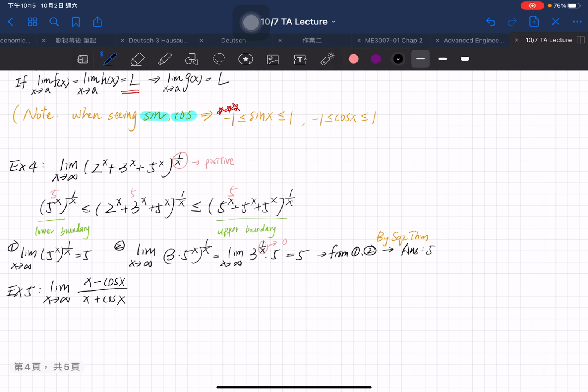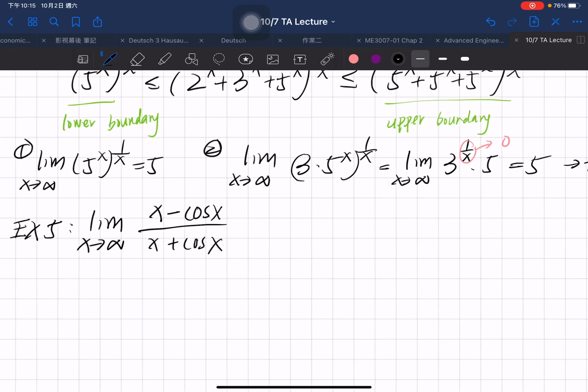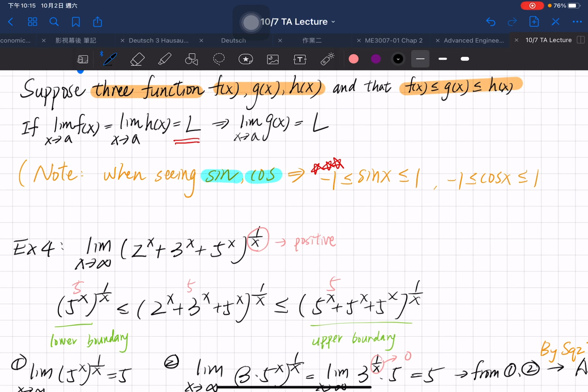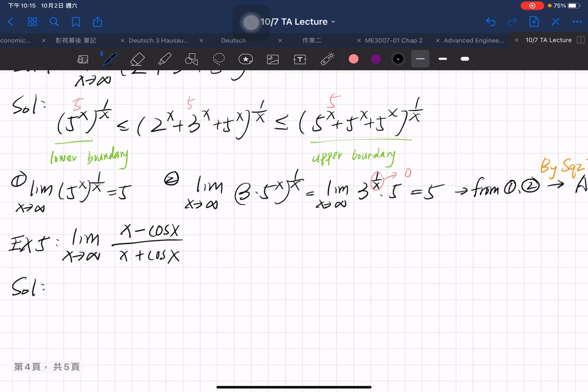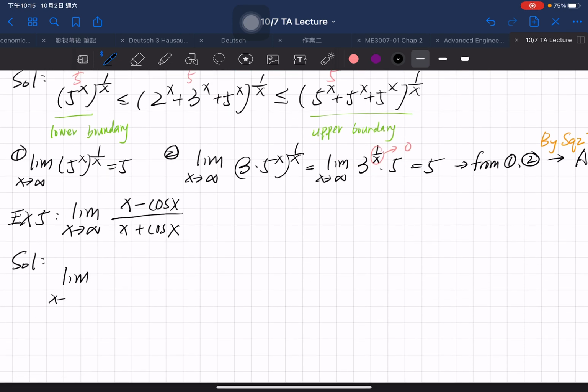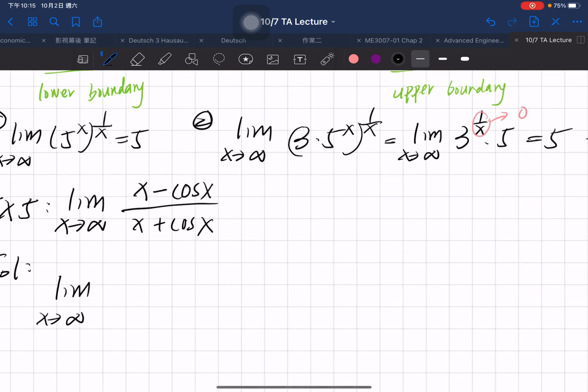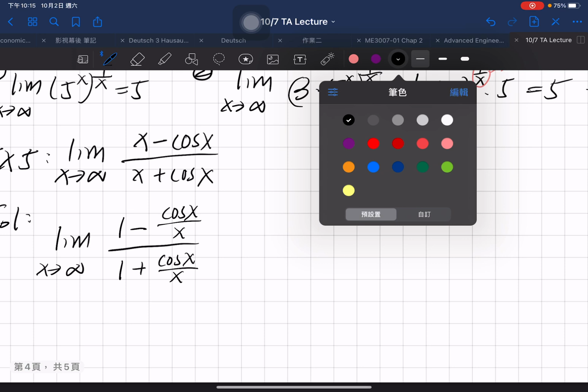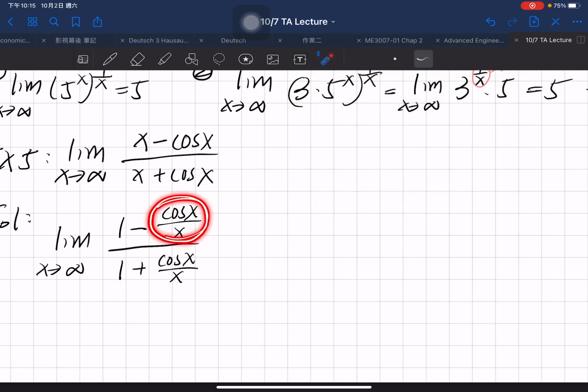So how do I implement this idea? What I do is divide both my denominator and numerator by x. So it'll be 1 minus cosine x over x, over 1 plus cosine x over x. Now we focus on this term only: cosine x over x.